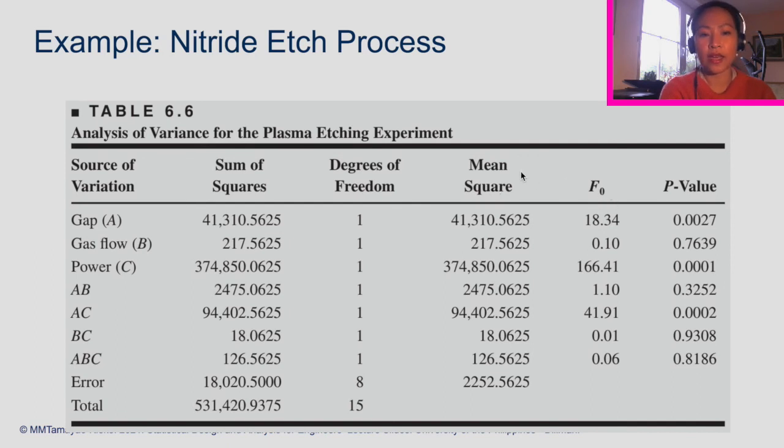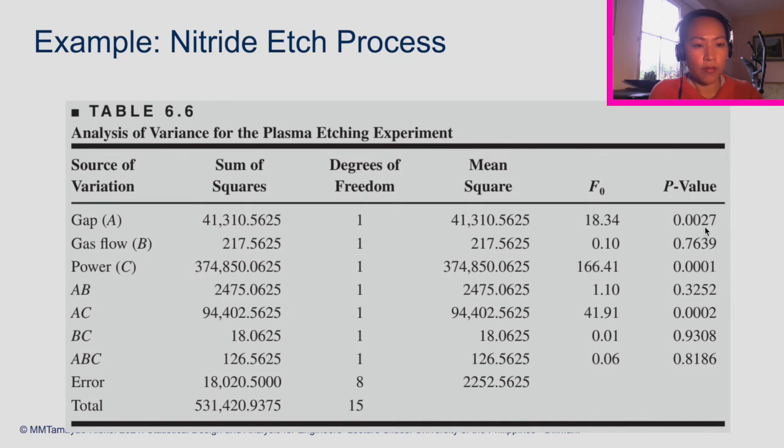F naught, again, is the mean square of the factor or interaction divided by the mean square of the error. Now, looking at the p-values, you can see that power, C, has the lowest p-value, and it's below the significance level of 5%.